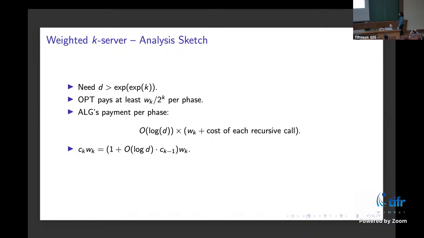The point is we are running these recursive calls, right? And for each recursive call, you are paying an expected cost of ck minus 1 times wk. If you just try to solve this recurrence, what you'll get is that ck is going to be like log d to the power k, because these ci's will multiply if you solve this recurrence. And since you're forced to pick your d to be doubly exponential in k, log d is going to be exponential in k. Exponential in k to the power k is going to be exponential in k squared.